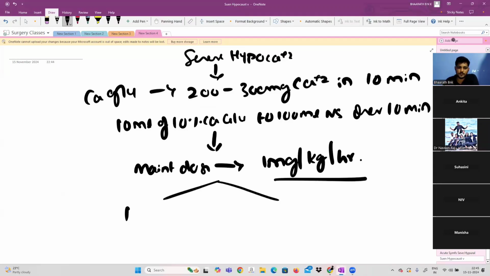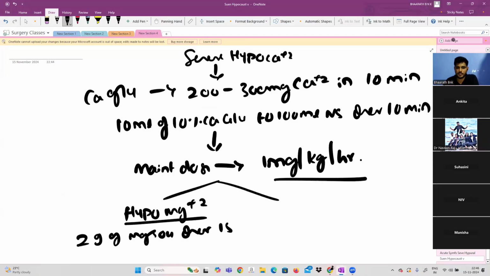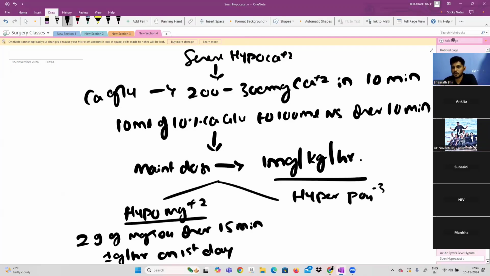If it is associated with hypomagnesemia, you give 2 gram of magnesium sulfate over 15 minutes, as we discussed, and then you can give at a rate of 1 gram per hour on first day, right? And on second, third, fourth, fifth day, you can reduce it to total of 5 gram per day. If it is associated with hyperphosphatemia, especially if the patient has got tumor lysis syndrome, the only way to deal with hyperphosphatemia would be hemodialysis, or else to flush out this phosphate, you can add NS.